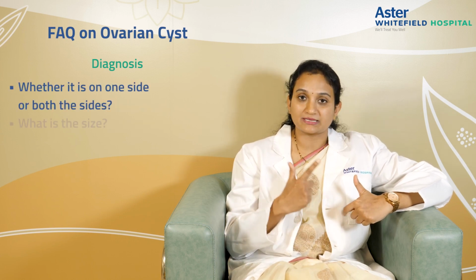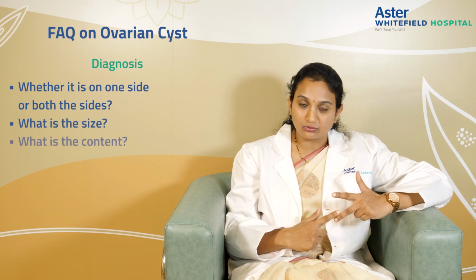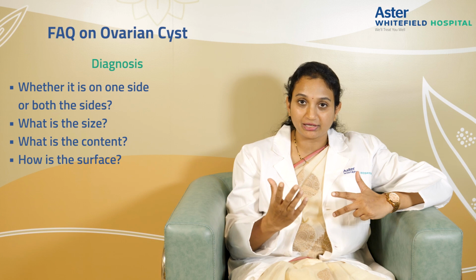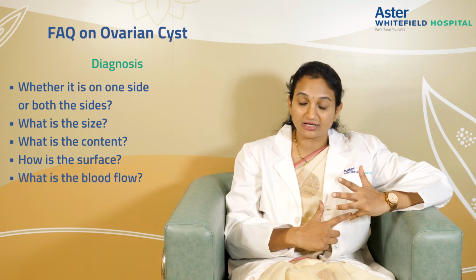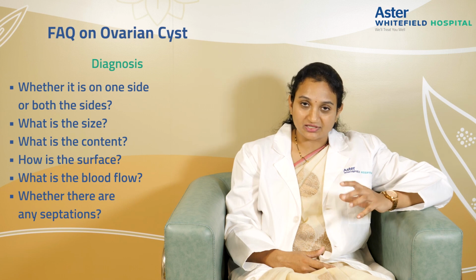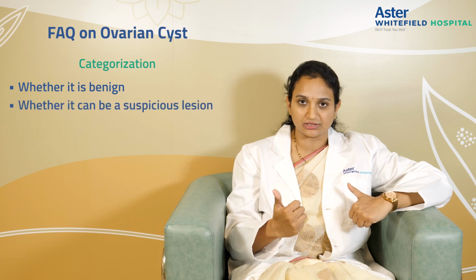the cyst. Apart from identification, we also look for other things, that is whether it's on one side or on both the sides, what's the size, what is the content, whether there are any solid contents, how is the surface, whether it is regular, irregular, what is the blood flow, whether there are any septations. So looking at all these features, we tend to categorize the ovarian cyst whether it is benign or it can be a suspicious lesion.